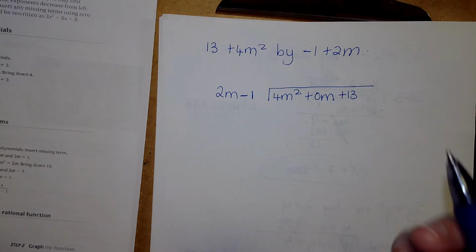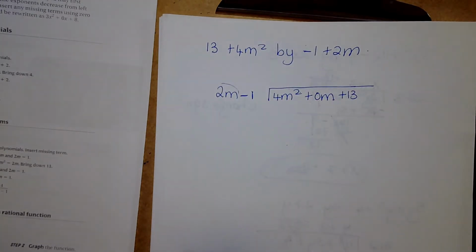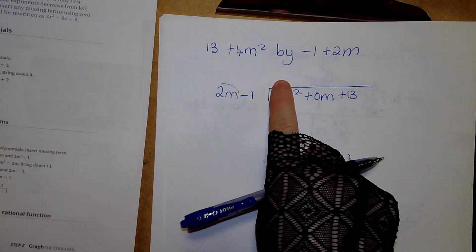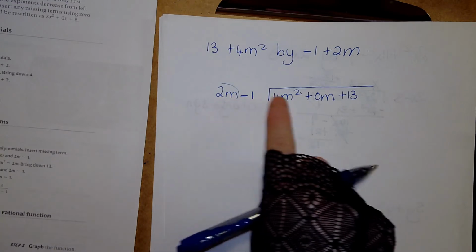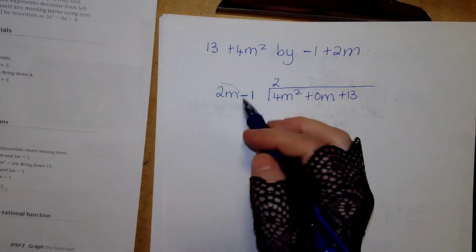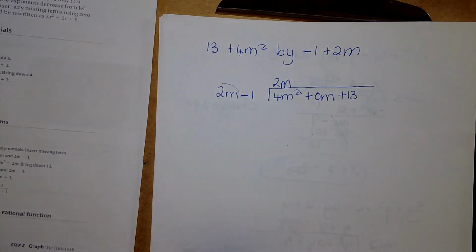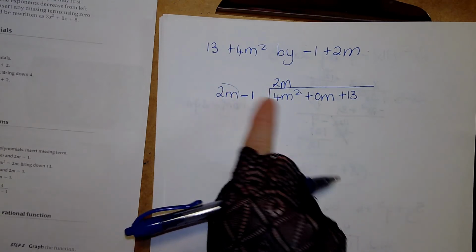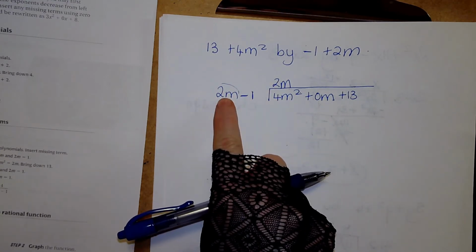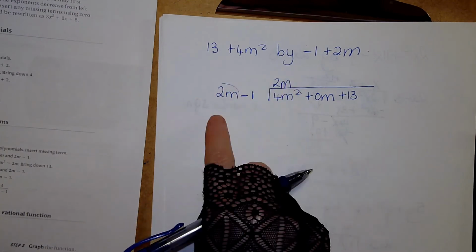So remember, you're looking at this first term of 2m, and you're saying 2m times what up here is going to give me 4m squared. Well, 2 times 2 gives me 4, and m times m gives me m squared. And again, you check. 2m times 2m is 4m squared. I got that. So I know I'm correct. That's how you can tell. As long as you can multiply, remember all of this, you'll know.